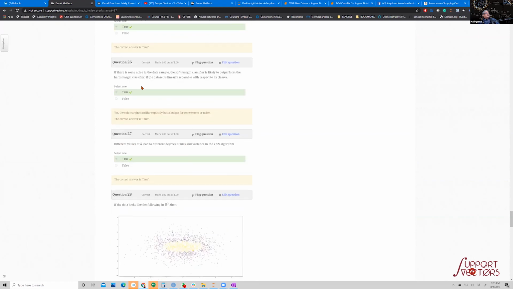Okay, these are about, okay. So if there is some noise in the data sample, a soft margin classifier is likely to outperform the hard margin classifier if the data is linearly separable with respect to its classes. Why is this true, guys? Oh, because of the budget. Exactly, because you have some budget in the constraint optimization problem.